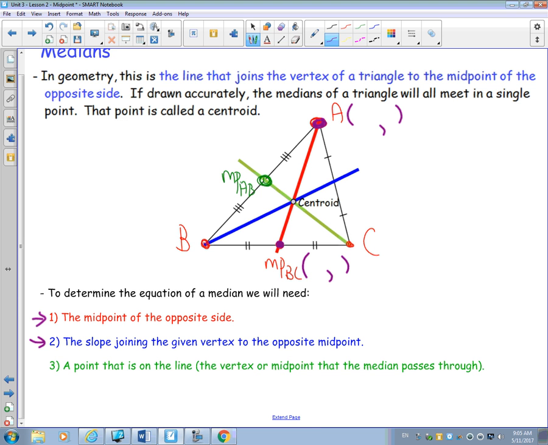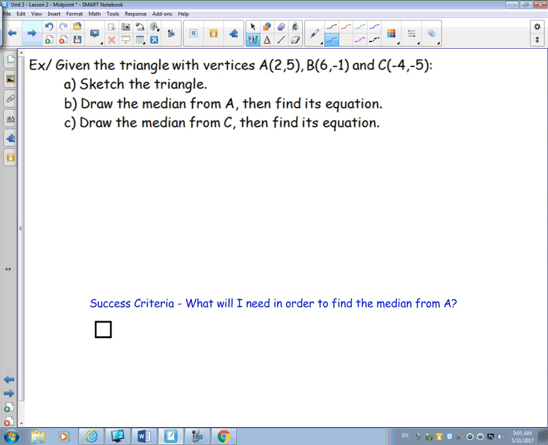And once I know the slope, I'm going to have to find the y-intercept using a point on the line. And we're going to know too, either the vertex or the midpoint. And as I said, these are called medians. And just to point out, and we'll talk about later, where medians meet, they always meet in the same spot. It's called the centroid. All right, so here's our big question for today. So given the triangle with vertices A, B, and C, let's sketch it. And then we're going to draw the medians and find their equations.